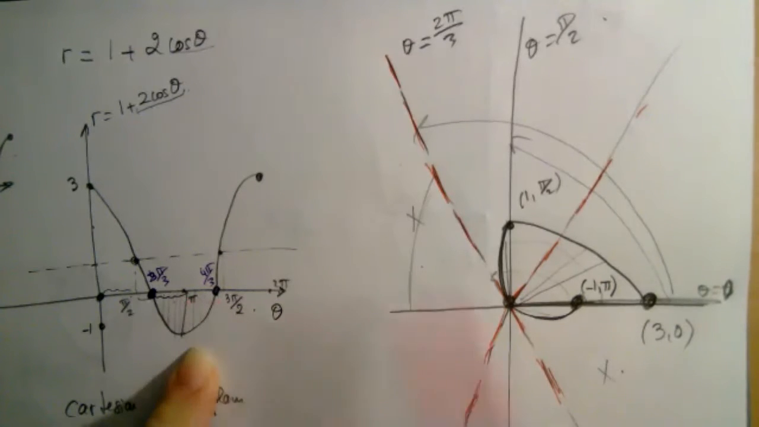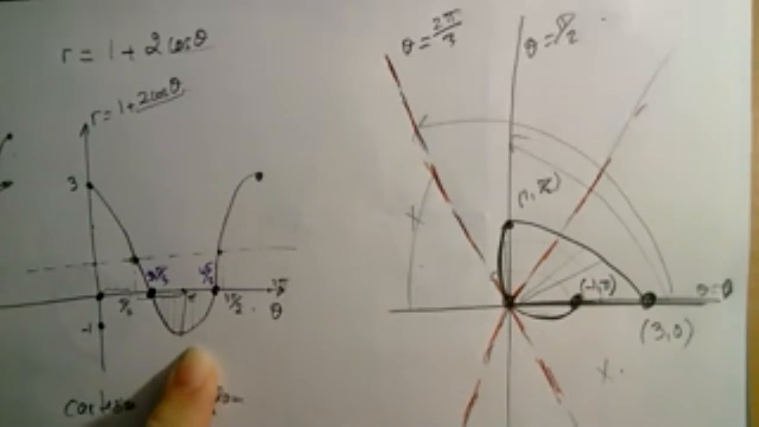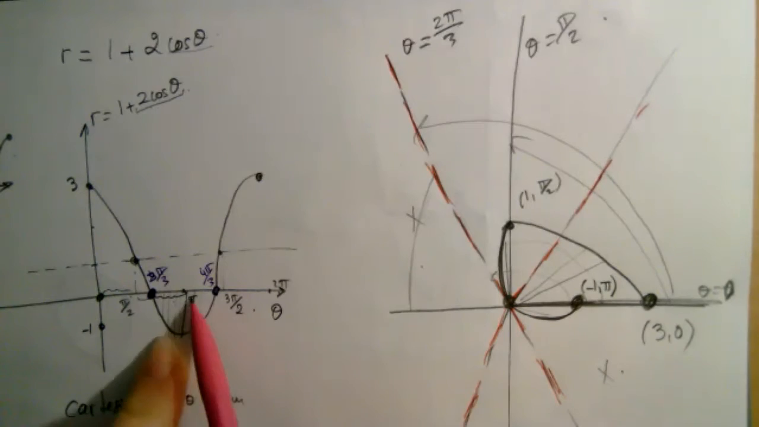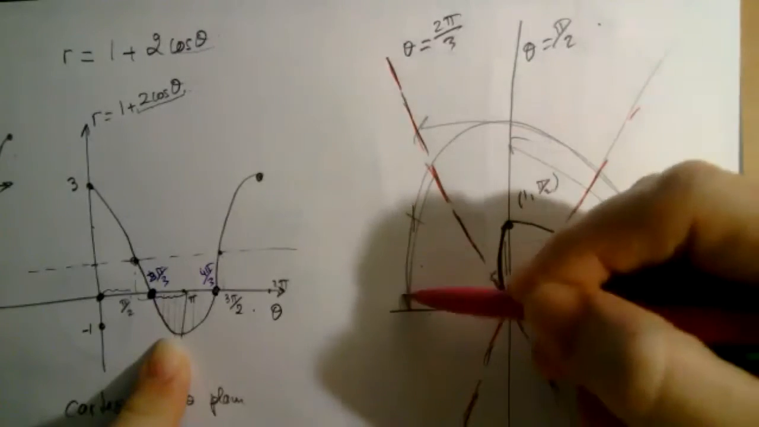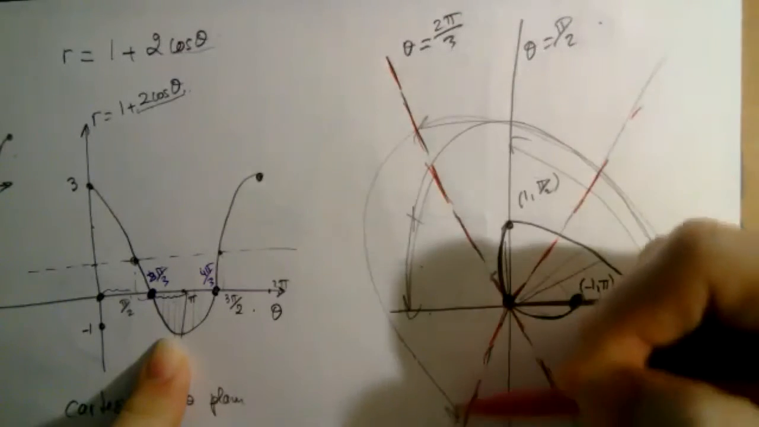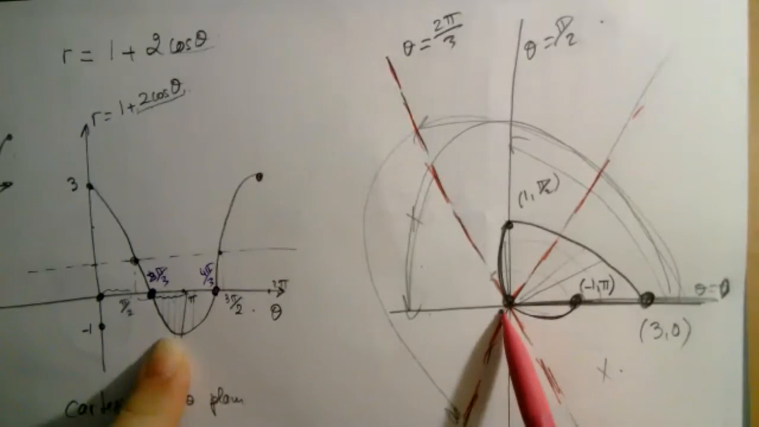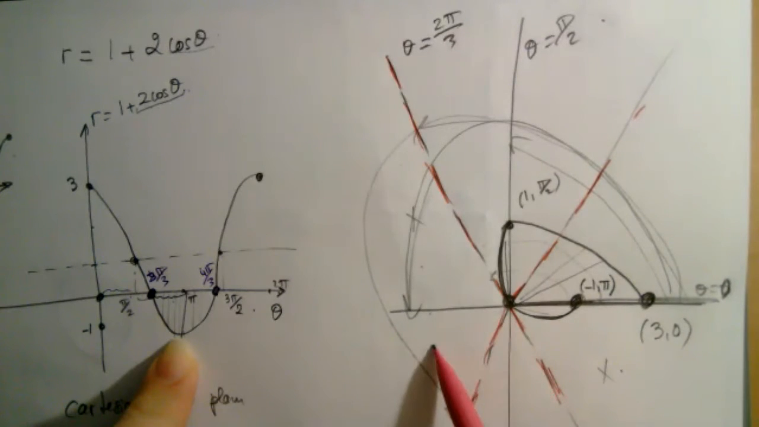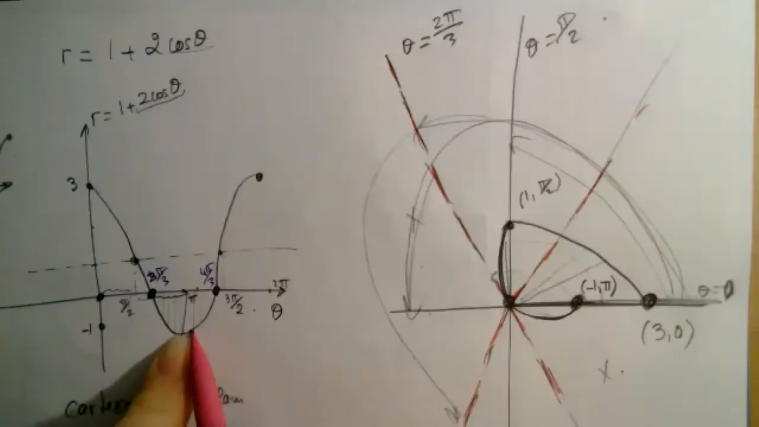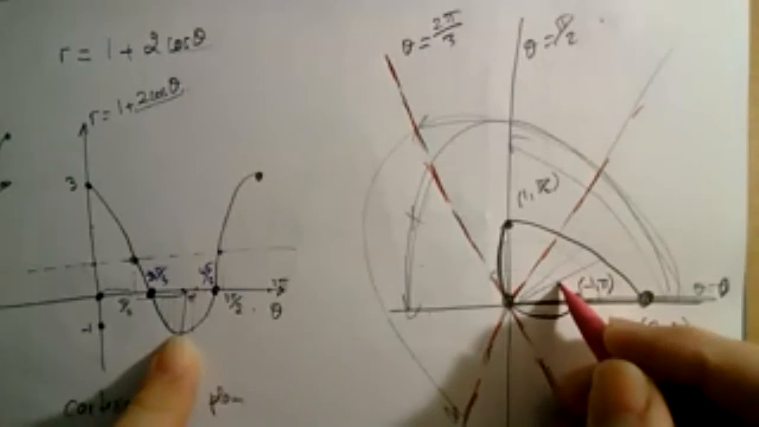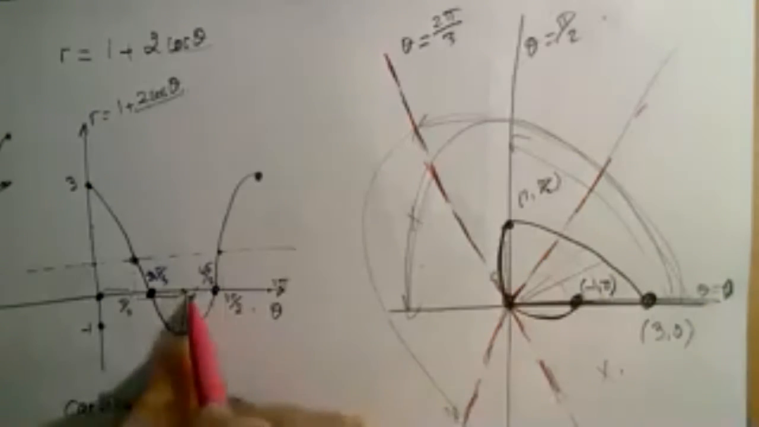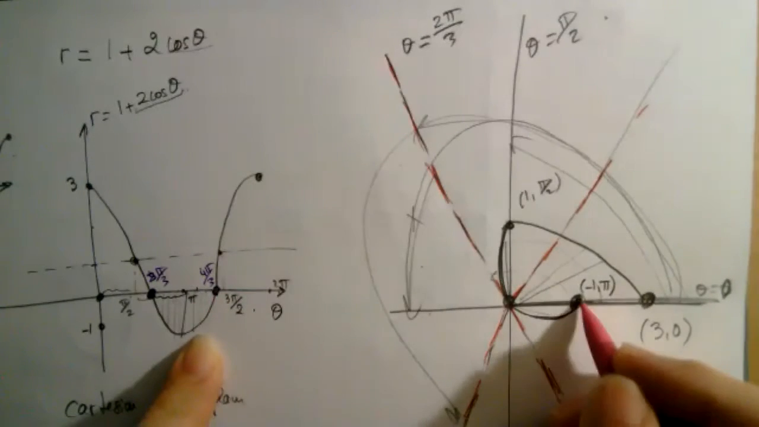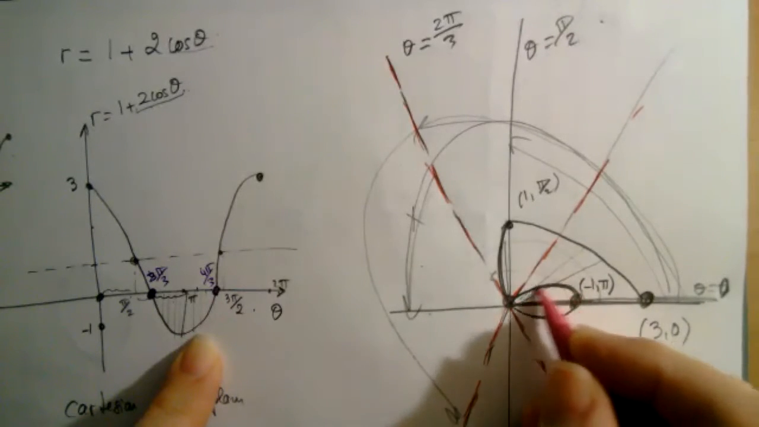Now I keep going. That's the importance of those lines, that's why they are so important. They guide us. Now between pi and 4 pi over 3, my theta is between here and here. Every time I take theta here, my r is negative, which means my graph will be right there. And r is getting less negative, so in absolute value, it's getting smaller. So it's going to do this for me.